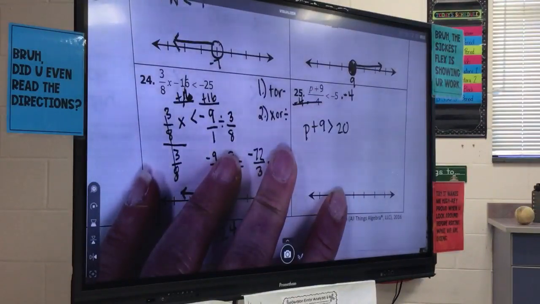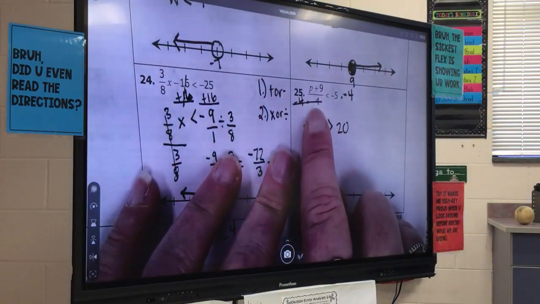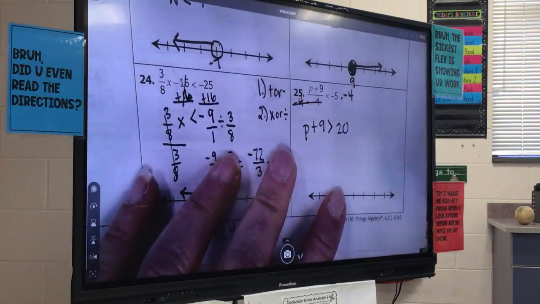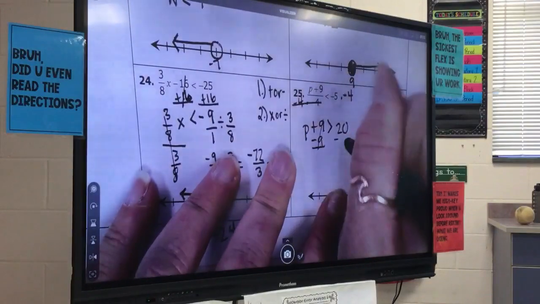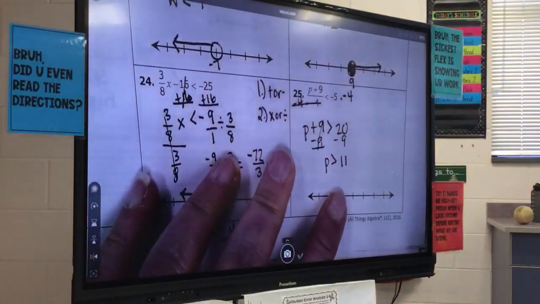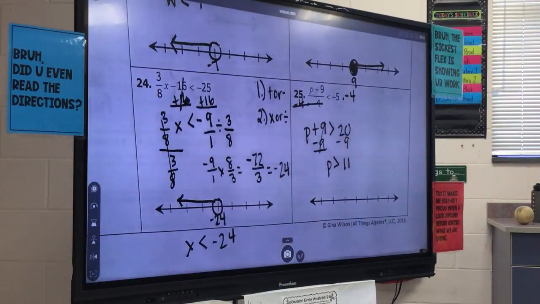Does everybody understand why we flipped? Yes or no? Okay, who does not understand? Negative 4? Right there. The original problem. Oh. Yeah. All right, and then from here, we're going to do our subtraction or our addition. So I have to do minus 9 on both sides. P is greater than 11. Okay, so this one, like I said, changes the rules because you actually have to do opposite first. You have to divide or multiply and then add or subtract.